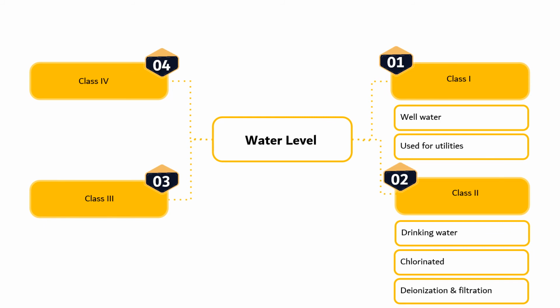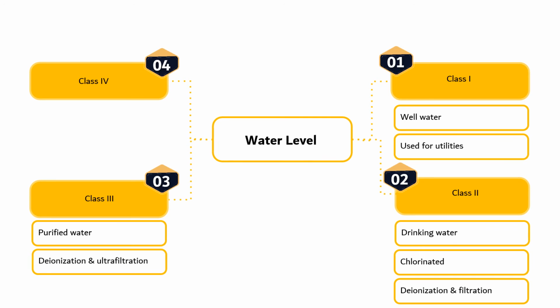Class 3, classified as purified water in the US Pharmacopeia, is prepared by deionization followed by ultrafiltration. It can contain no added substance, thus no chlorine is present and consequently microbial control is difficult. Without the presence of chlorine, it is usually necessary to treat the stored water for microbial control.